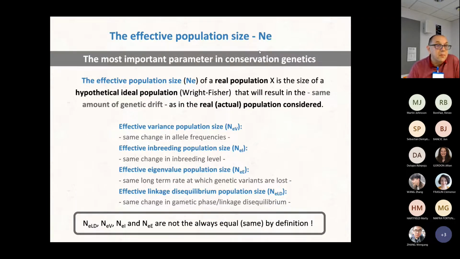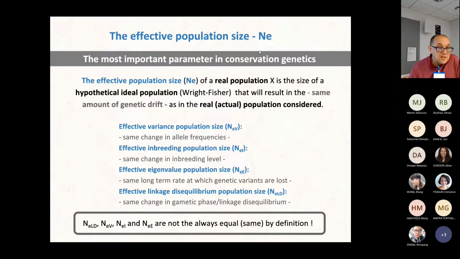So the effective population size is one of the most important parameters in conservation, but also in population genetics, and also a very important parameter in quantitative genetics. In general, this is the definition: the effective population size of a real population is the size of a hypothetical ideal, Fisherian population that will result in the same amount of genetic drift as in the real actual population considered.